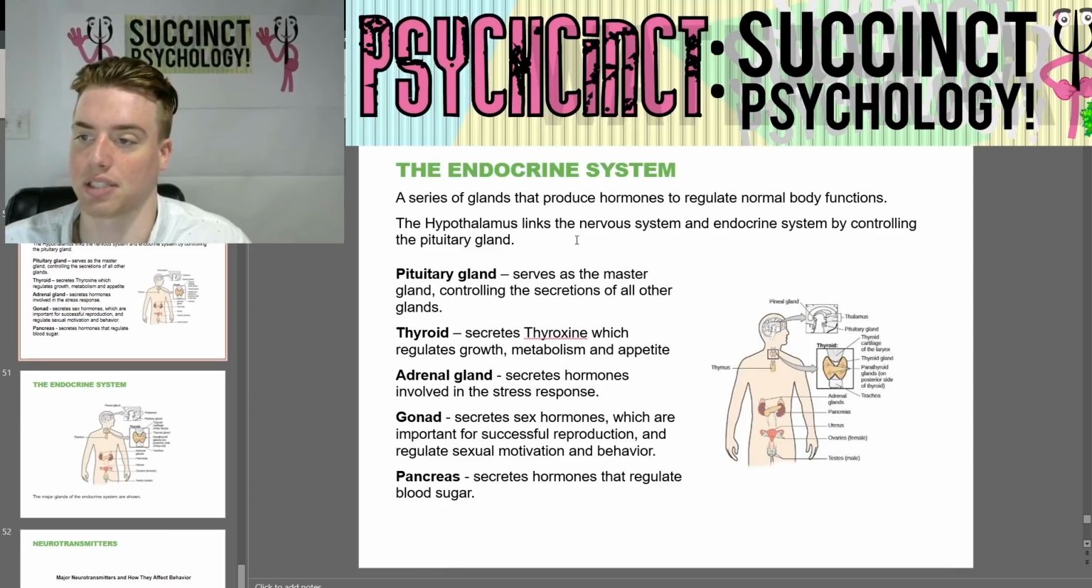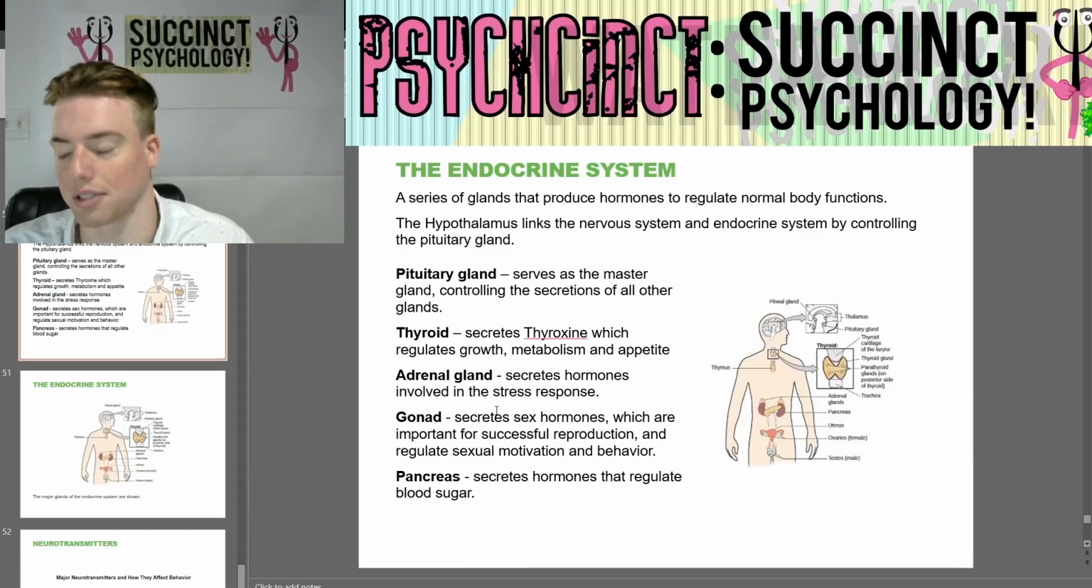So the endocrine system is a series of glands that produce hormones to regulate normal bodily functions. The hypothalamus links the nervous system and endocrine system by controlling the pituitary gland. So the pituitary gland serves as the master gland, controlling the secretions of all other glands. The thyroid secretes thyroxine, which regulates growth, metabolism, and appetite. Adrenal gland secretes hormones involved in the stress response. Gonads secrete sex hormones, which are important for successful reproduction and regulate sexual motivation and behavior. And then you have pancreas, which secretes hormones that regulate blood sugar.